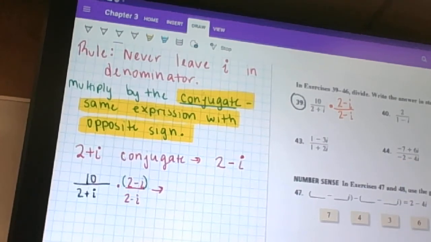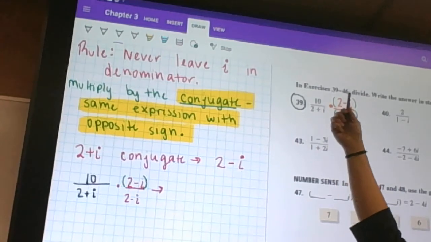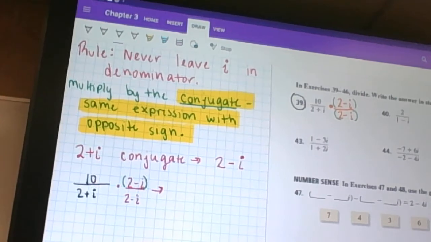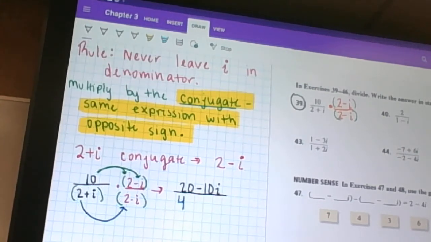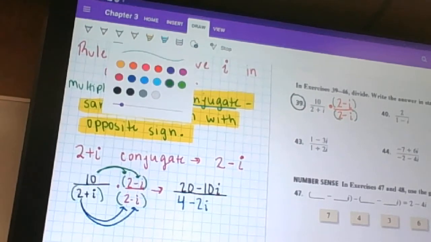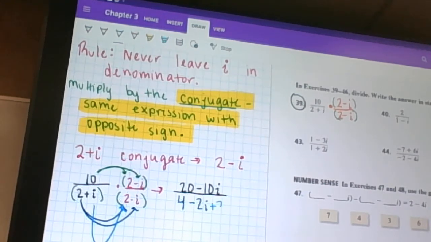To put it in parentheses, because you need to distribute. I'm going to distribute the 10 to both the 2 and the minus i. And then in the denominator is a full FOIL, and that's really the reason we practiced multiplying in that top section, so we can do this. So this is 2 plus i times 2 minus i. i times negative i would be negative i squared.